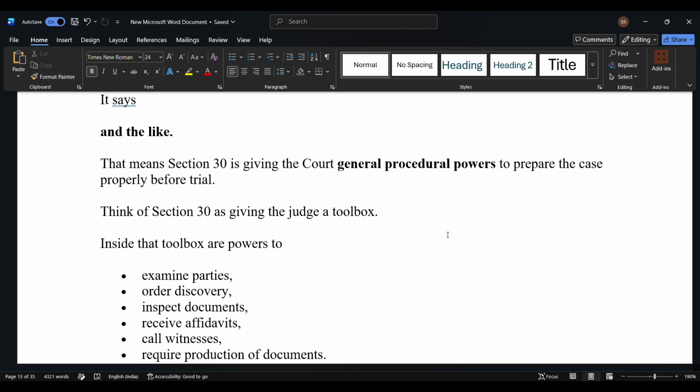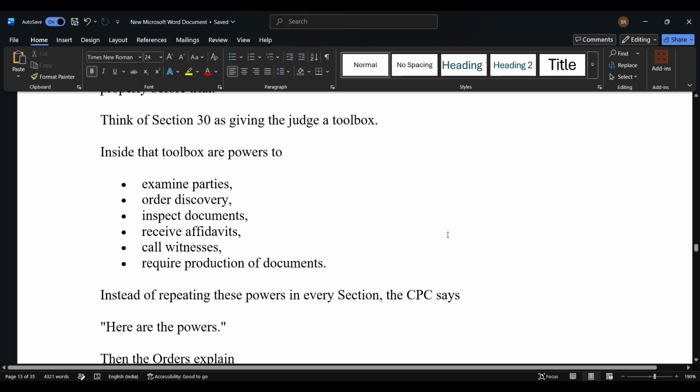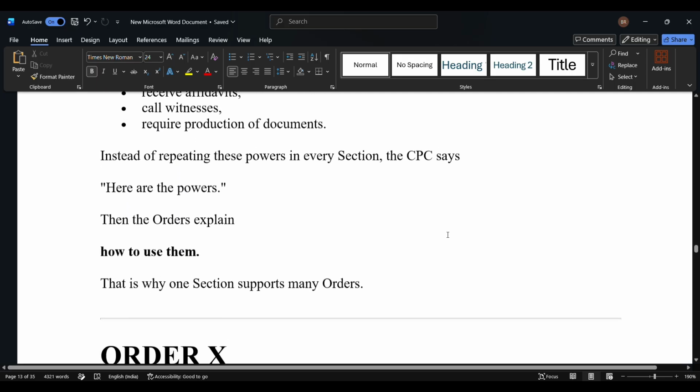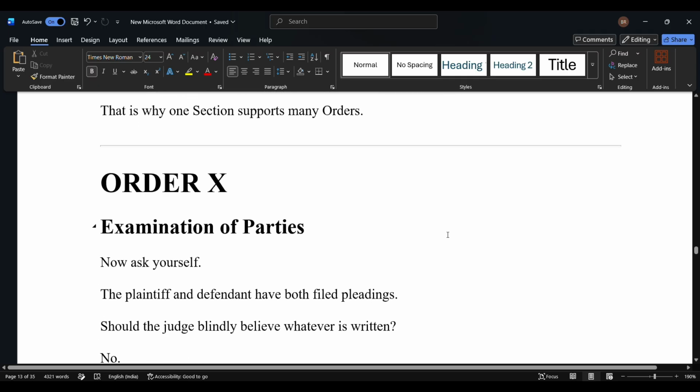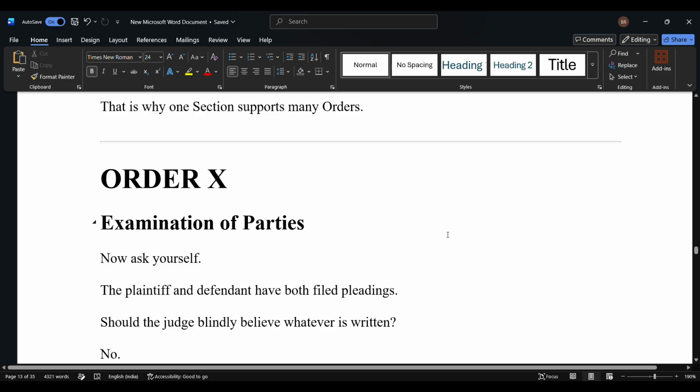Think of Section 30 as giving the judge a toolbox. Inside that toolbox are powers to examine parties, order discovery, inspect documents, receive affidavits, call witnesses, require production of documents. Instead of repeating these powers in every section, the CPC says, here are the powers. Then the orders explain how to use them. That is why one section supports many orders.